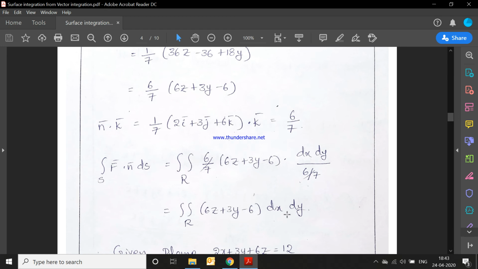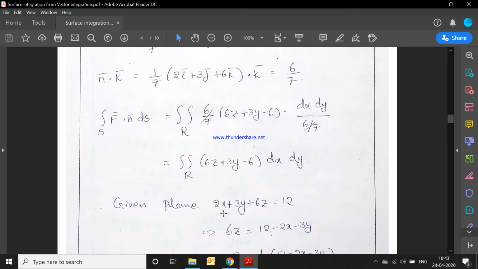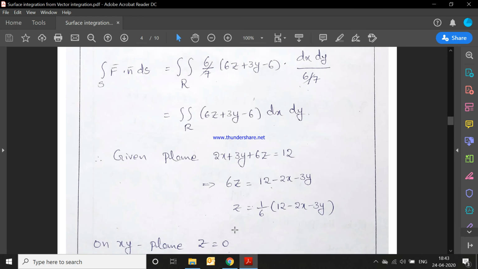Then the integration is with xy, so dx dy. Here you can substitute the z value from the given plane and also find the limits for x and y. First, from the given plane, find the z value: 2x plus 3y plus 6z is equal to 12. 6z is equal to 12 minus 2x minus 3y. Z is equal to 1 by 6 into (12 minus 2x minus 3y).